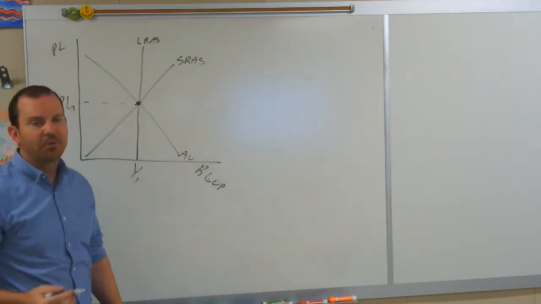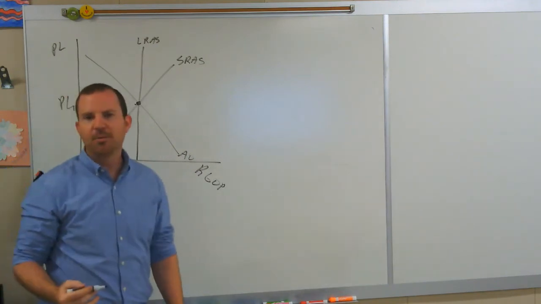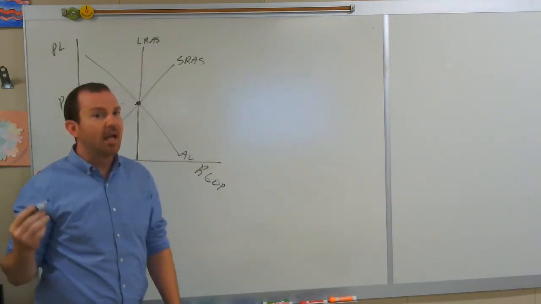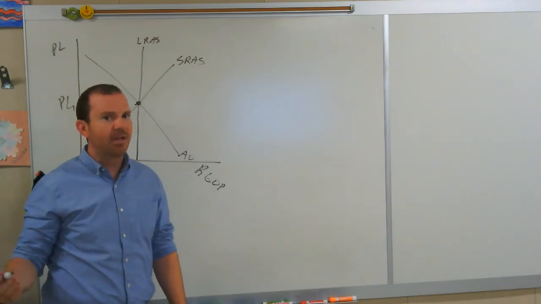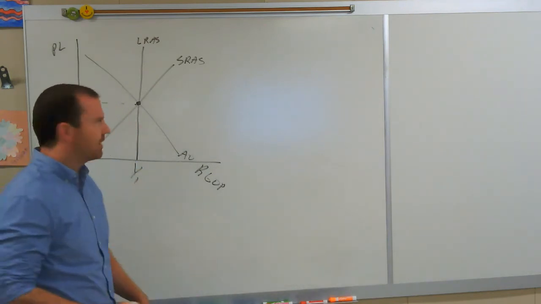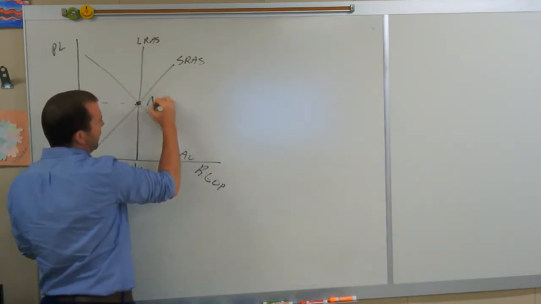We're at potential output. We're at maximum sustainable output. Our unemployment rate equals the natural rate of unemployment. Our unemployment rate is full employment. Okay, we're at full employment output. All that good stuff, right? We're right here at point A.